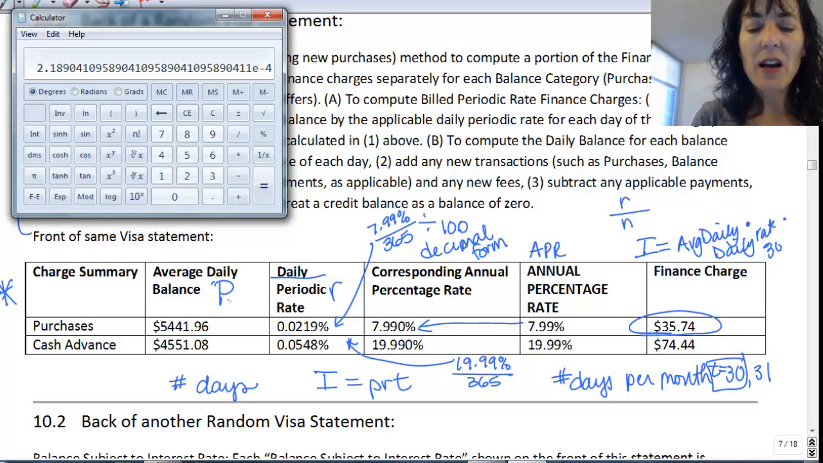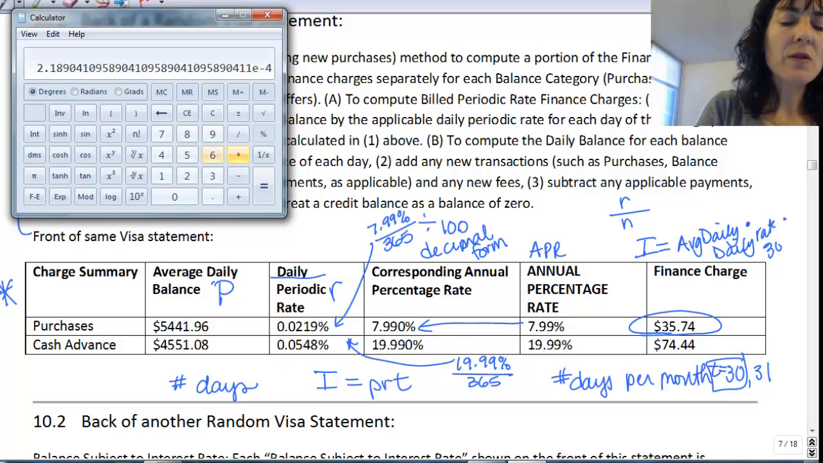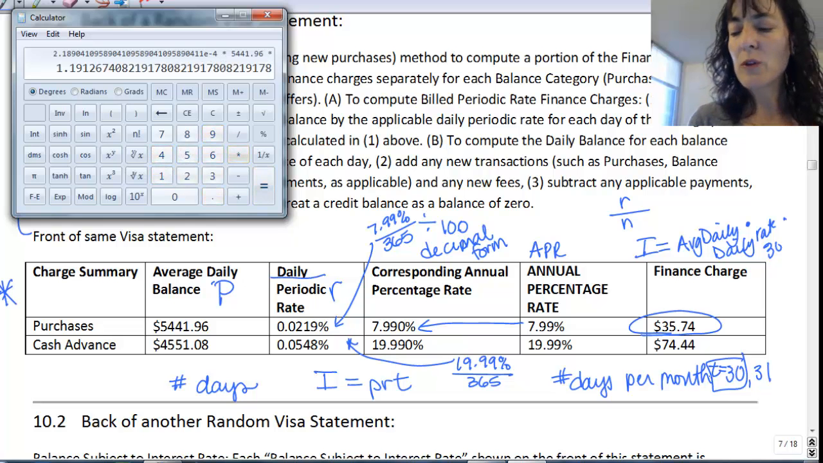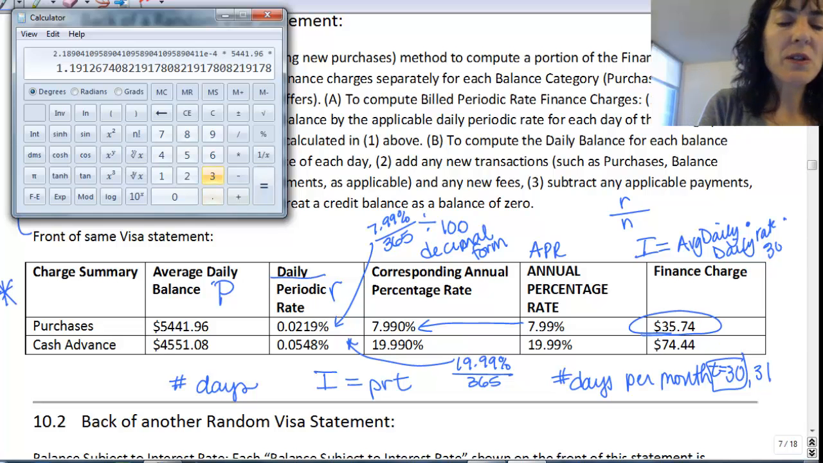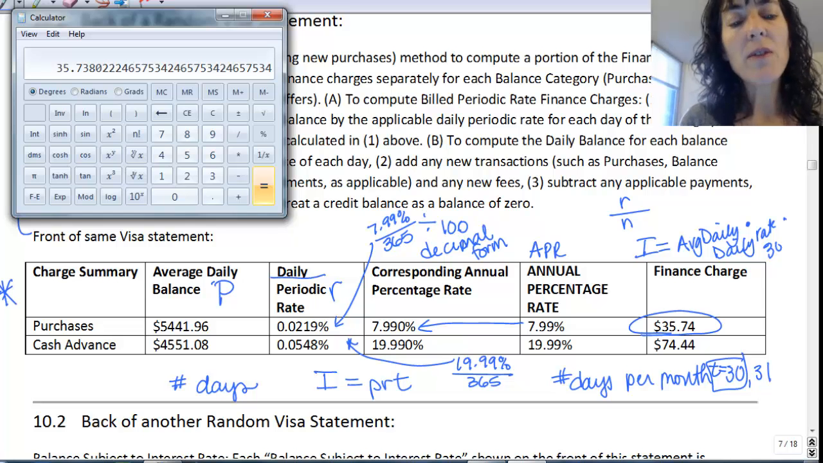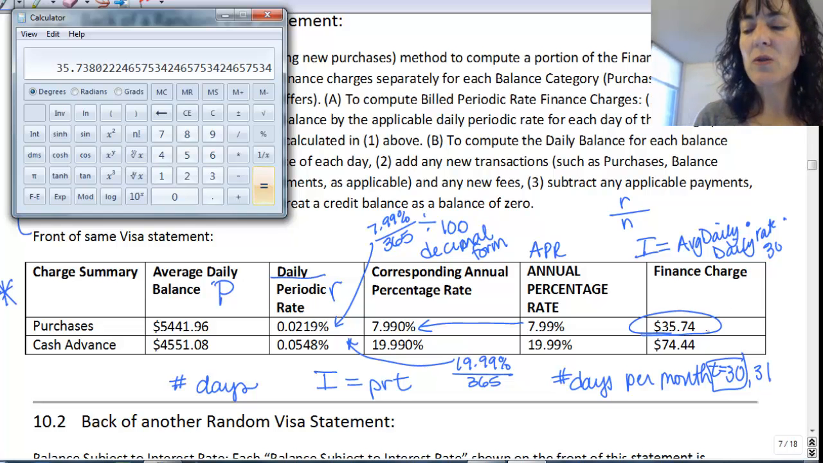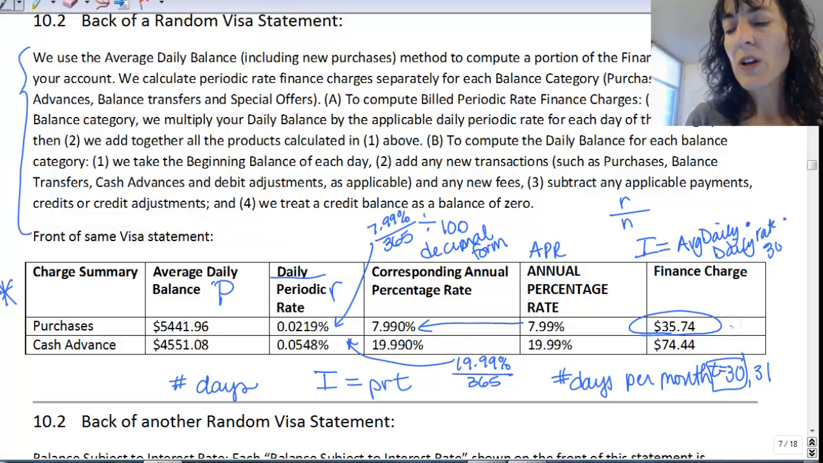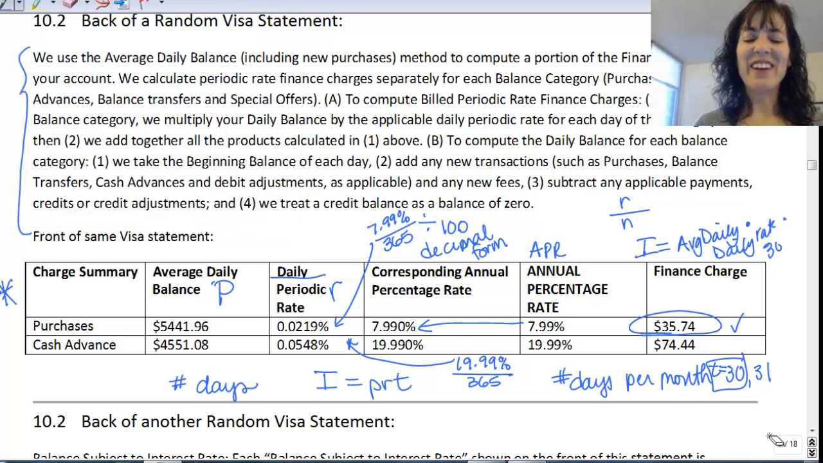And then I can multiply by my P, so times 5441.96, and then multiply by the T as well, and the T was 30, so times 30 equals, and there I get 35.738, so 35.74. So I nailed that one right on the head. Now you go ahead and try that last one.